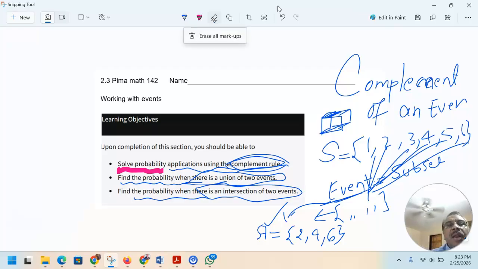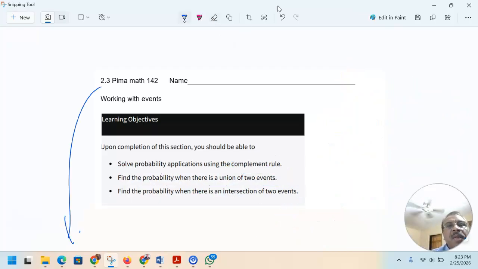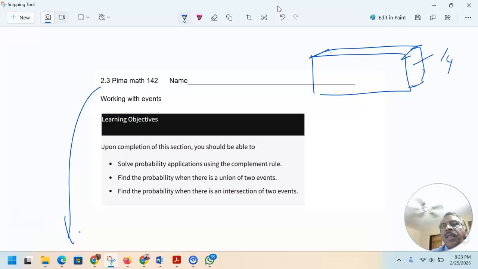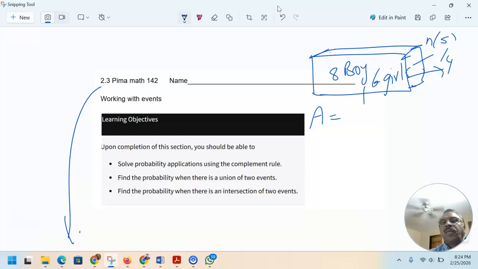Before I go with an example, I will take my own example of our classroom. We are 14 of us, and let's see, there are 8 boys and 6 girls. So this is our total number, which is n(S). If I want to pick a student, let A be an event: the picked up student is a boy.